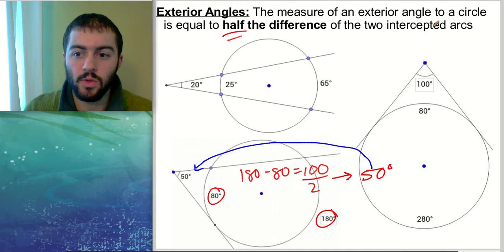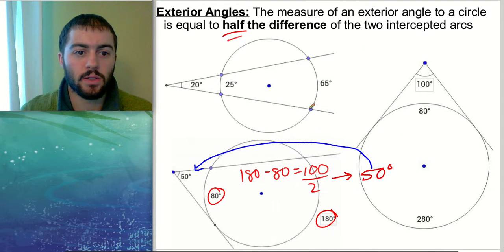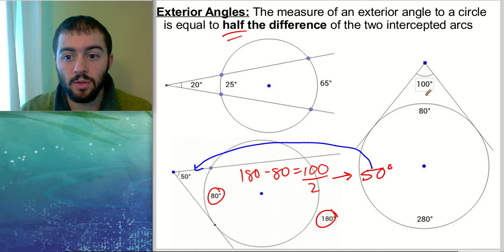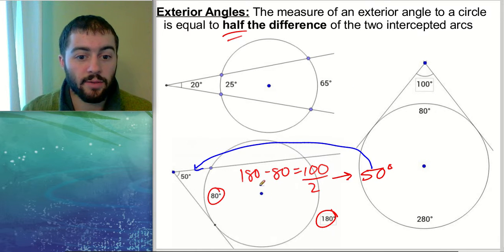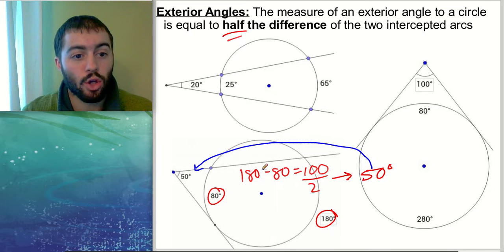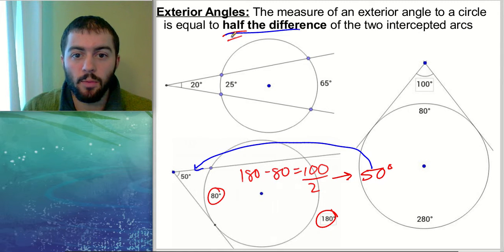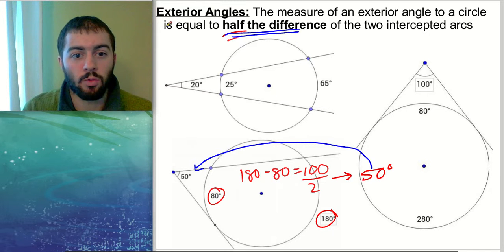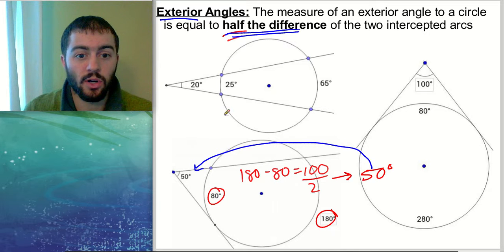So these are all slightly different cases with exterior angles. Here we have two secant lines, here we have two tangent lines, and down here we have a secant and a tangent, but the rule is the same for all of them. It's going to look slightly different, but each time we're only taking half the difference of the two intercepted arcs, and this works for any of these exterior angle cases.